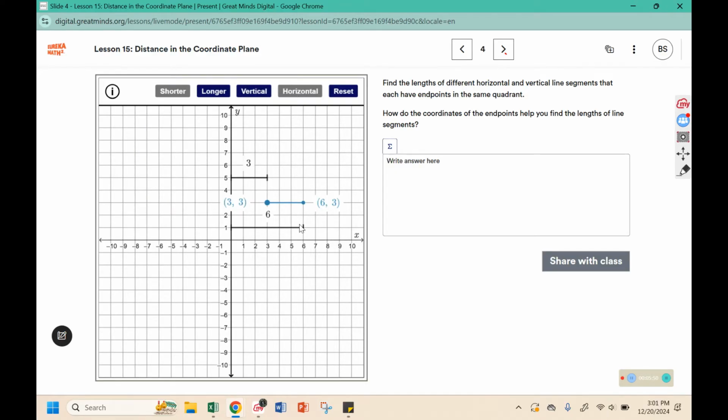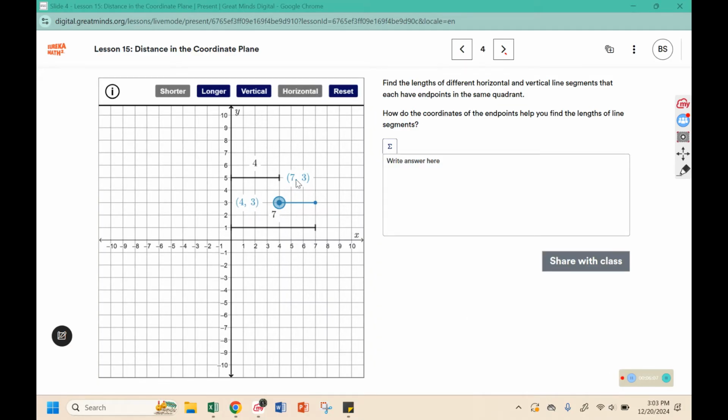This way, okay, 6 and 3. These 3s match up, so those aren't helpful. But this 3 and this 6 give me some information. I could also look at the 7 and the 4. 7 minus 4 is 3. 1, 2, 3. That distance is 3.